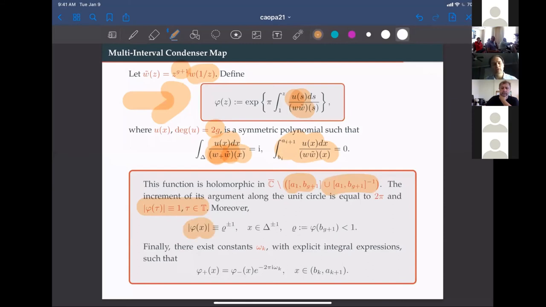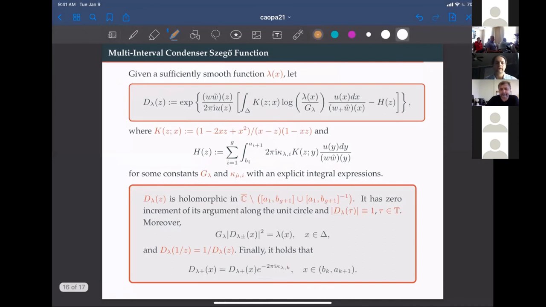And if you take its absolute value on delta, if you take traces, the absolute values are going to be equal to the constant rho, where rho is less than the determinant about delta, it's simply phi of b_{G+1}. And it's essentially the conformal map of the annular domain, delta and delta reflected complement of that, into the annulus with slits. And again, this guy has unimodular jumps over the gaps.